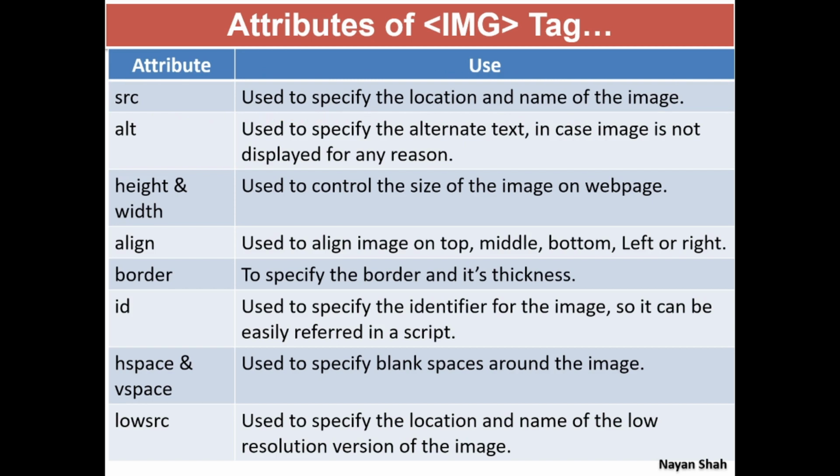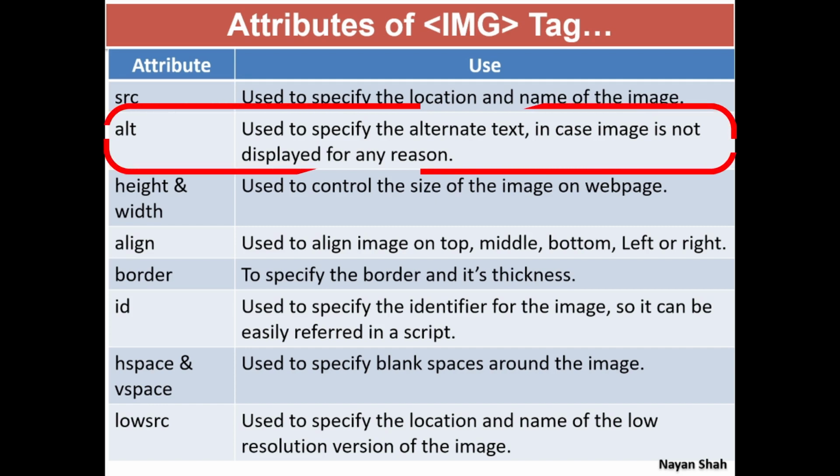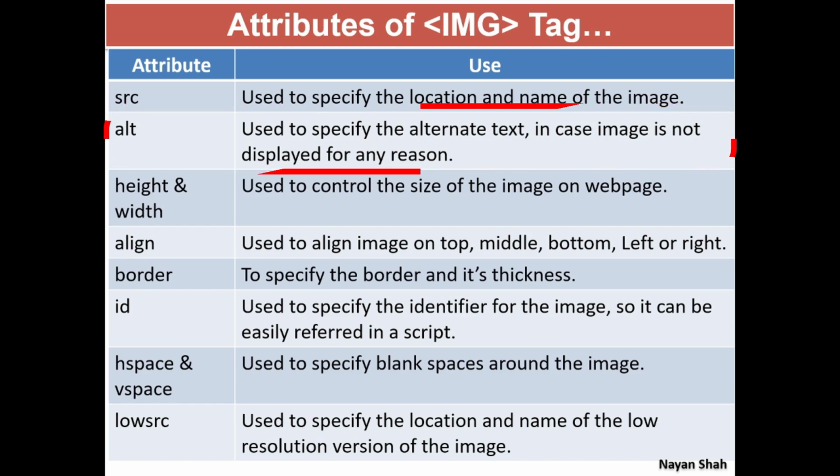ALT attribute, that is called alternate text. For any reason, if our image is not being displayed in the web page, whatever we write as the value of the ALT attribute will be displayed in the place of the image. So at least the viewer of the website will not be confused about what they are missing. If they are missing the image, then we would have written some meaningful message as the value of the ALT attribute, and that message will be displayed. So the user will come to know that they are missing this particular image at this place.